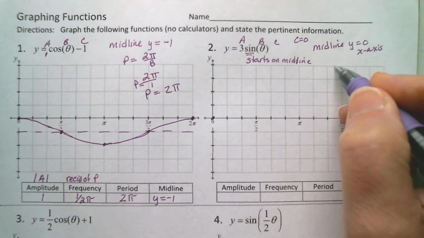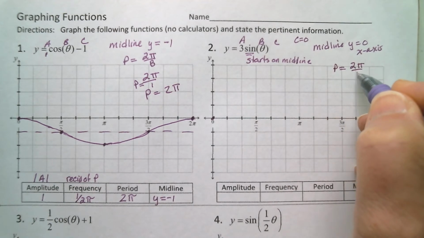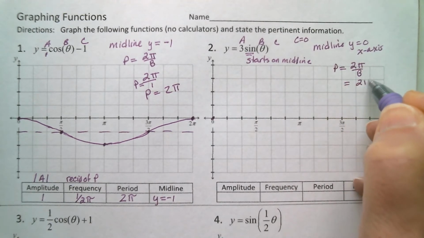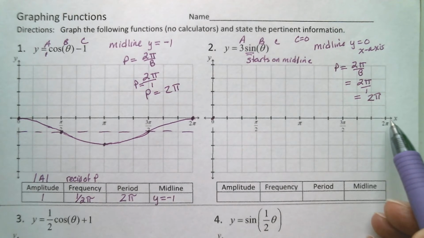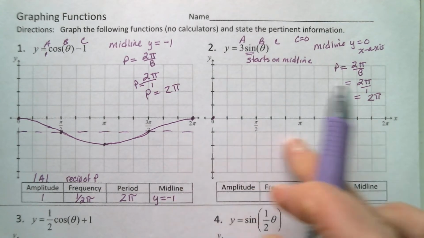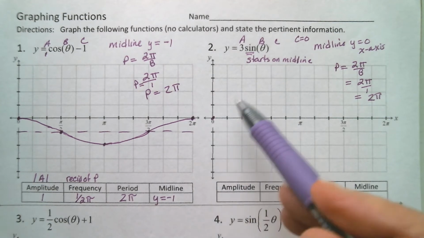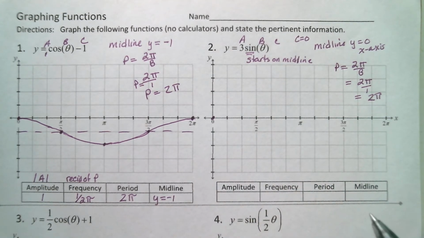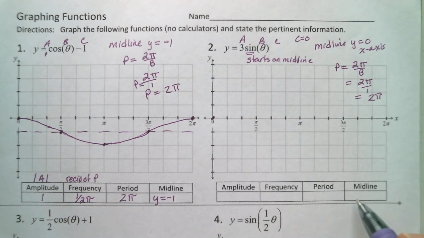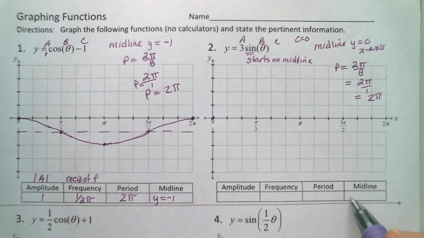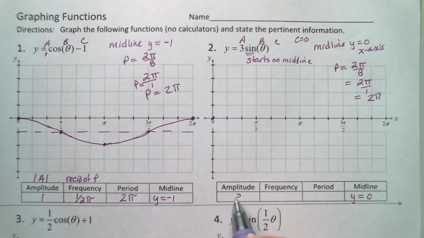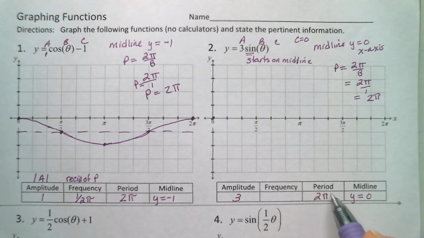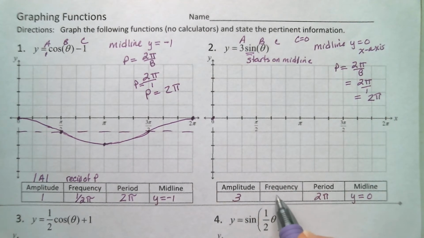Let's find its period. Period equals 2 pi over b, and b is 1. So the period is 2 pi. So it requires a distance of 2 pi radians for one complete sine cycle. Let me go down here and fill in some of this before I plot our points. So our midline is y equals 0. Our amplitude, the absolute value of 3, is 3. Our period's 2 pi. And the frequency is the reciprocal, 1 over 2 pi.